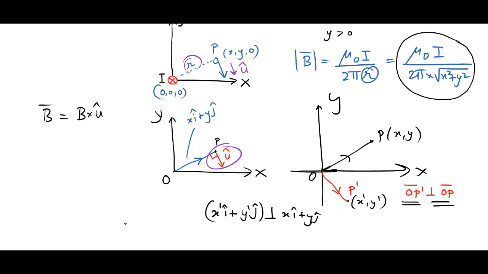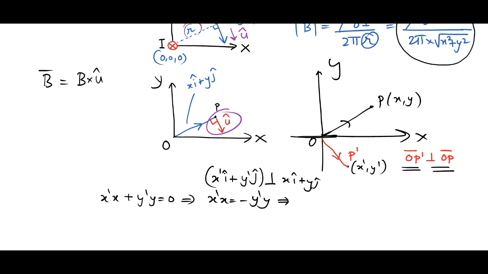And if that is the case, then the dot product must be equal to 0, which would mean that x dash x plus y dash y is equal to 0. Now this would imply that x dash x is equal to minus y dash y, and that would also imply that the ratio x dash upon y dash is the ratio minus y divided by x.